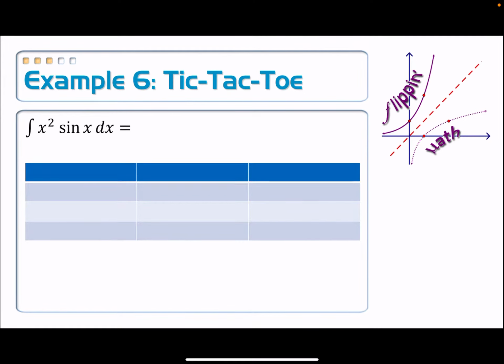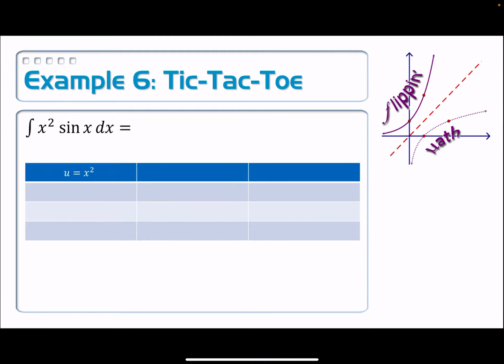So now we're revisiting example 6 through the tic-tac-toe method. Remember that this is the function that, when we took the antiderivative, we had to do integration by parts twice. Watching the Stand and Deliver video, Jaime Escalante did it in a matter of seconds using, he just said, tic-tac-toe. So here's what you do. You still choose using LIPET what part's going to be your u and what part's going to be your dv.